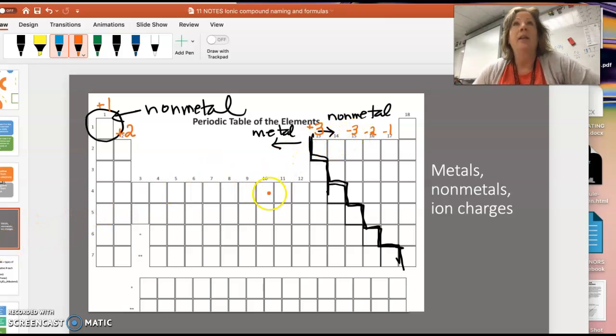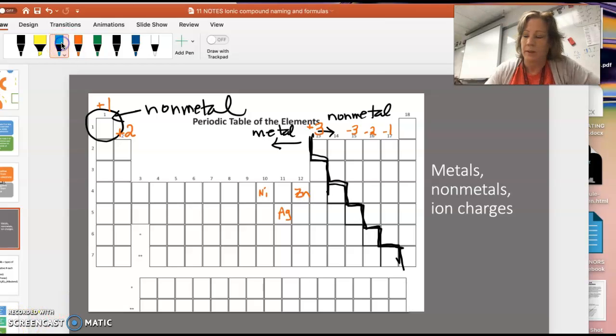The other ones that always have a certain charge are nickel, silver, and zinc. Nickel we're going to say is always +2. Zinc is always +2. And silver is +1. These are on the back of your pink mole map, so you can always look them up.